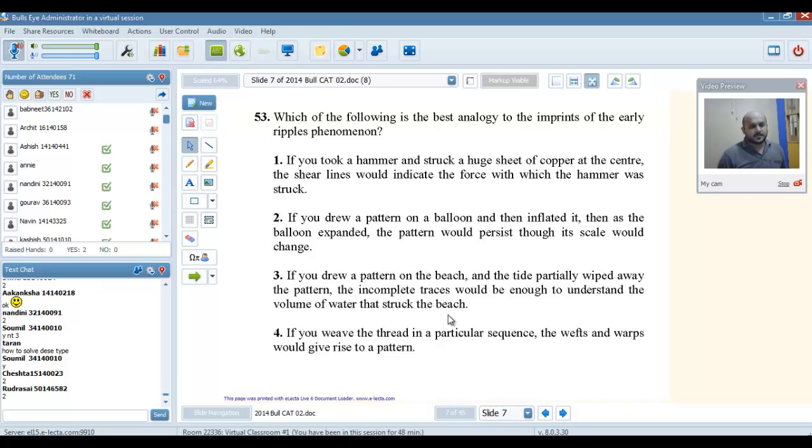Answers. We are getting a lot of 2s. We're getting 1, 1, 1, 3.